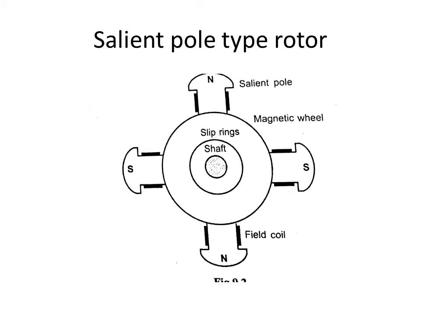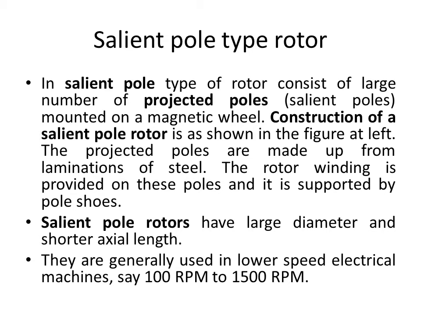Field windings are placed on the projected parts, and there is a non-uniform air gap, but a large number of poles are present. Water turbines are used as prime movers to give the mechanical energy, and it works efficiently at low speeds. This is about the salient pole type rotor. The construction of the salient pole type we have already shown.